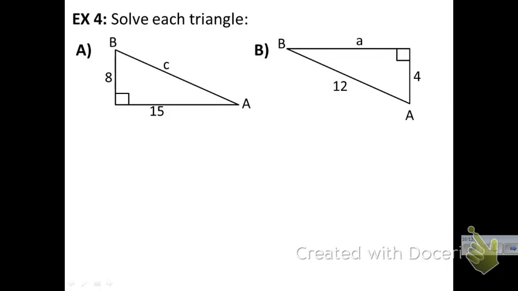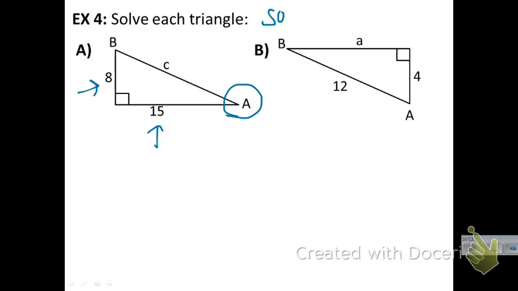So here on example 4, we're going to use that idea. We don't have either angle A or B. So I'm going to tell you choose one. I'm going to say let's choose angle A and look at what we're given. We're given an adjacent side and an opposite side.